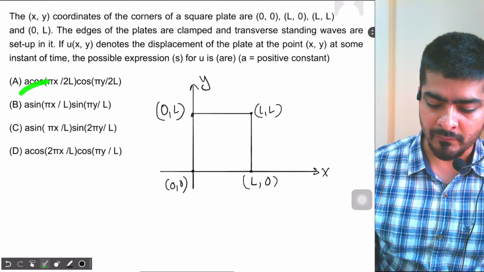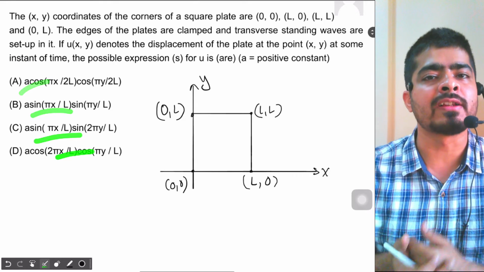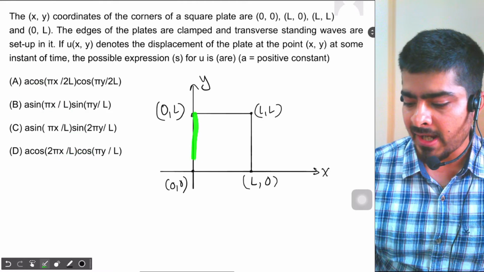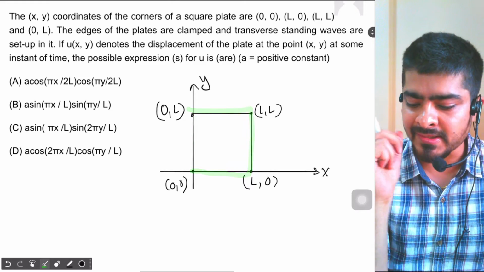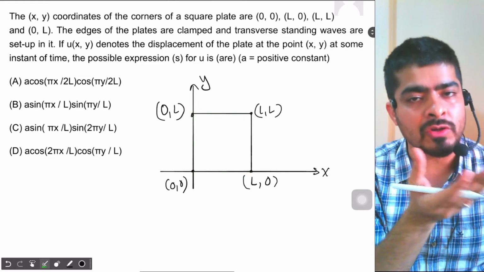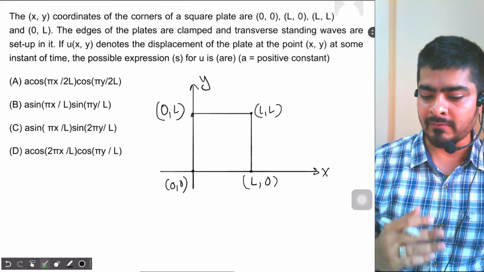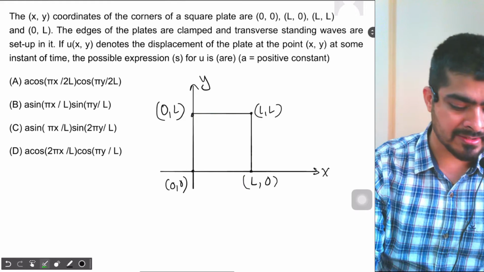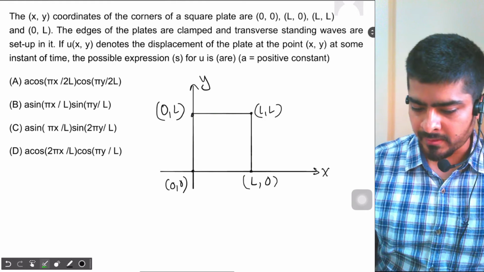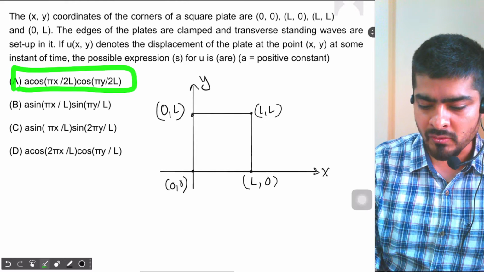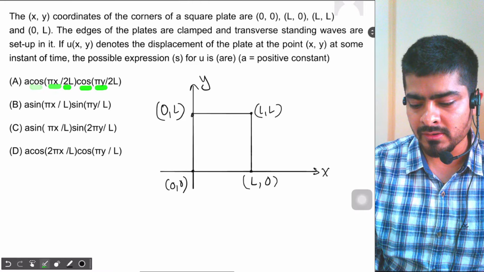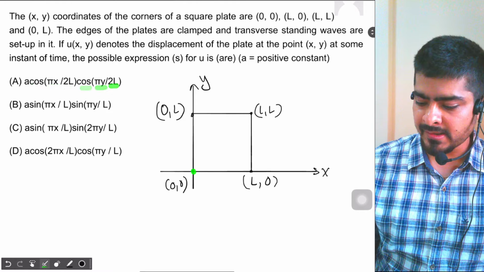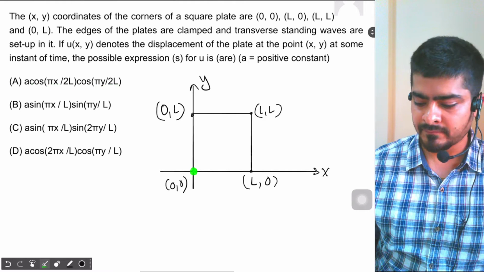Okay, so we have four options given and we have to check which one will give us a node at the edges. Now the important point is that this is a two-dimensional wave because we have a plate. So that's why we have x as well as y coordinates. So we will check them one by one. For example, if I take the first option, so we have cos pi x by 2l, cos pi y by 2l. Let's take the point 0 comma 0. So this should be a node.